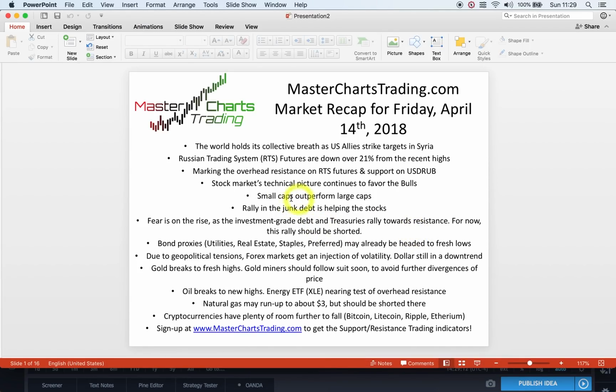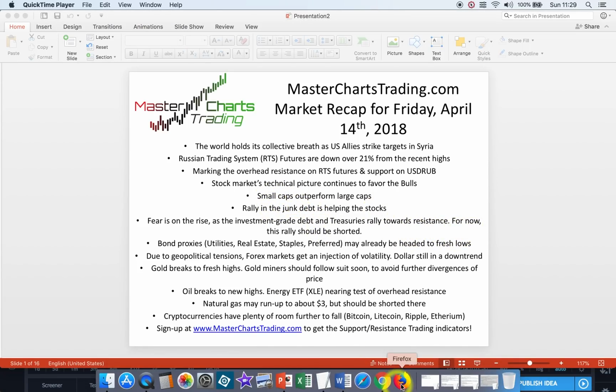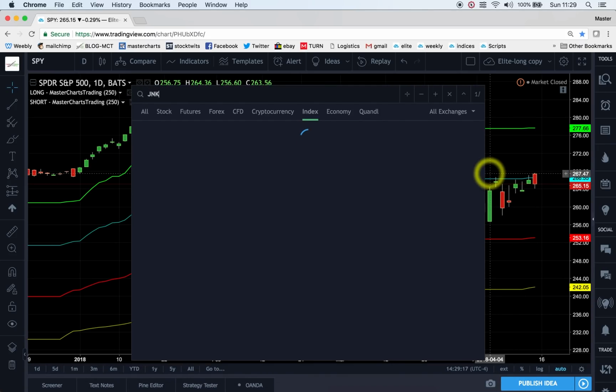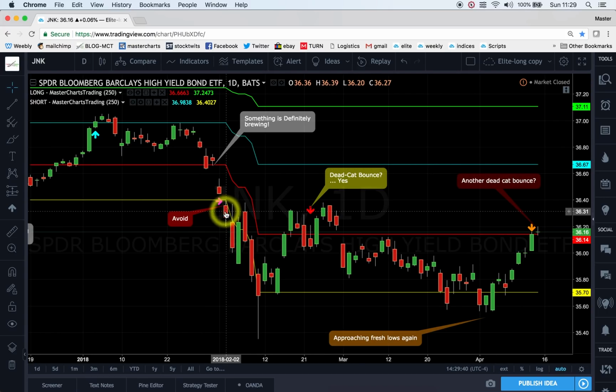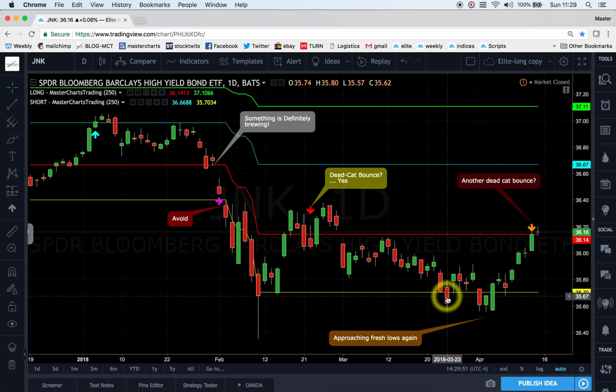All right, so next we can look at junk bonds, and junk bonds and stocks in general correlate quite highly. Currently, I'm avoiding junk bonds because we're pushing to fresh lows here. You can see we broke minor support here on the 30th of January. Then we broke major support here on the 2nd of February. Since that point on, I basically am avoiding it and potentially shorting them if you know how to do this. You can do this with options.